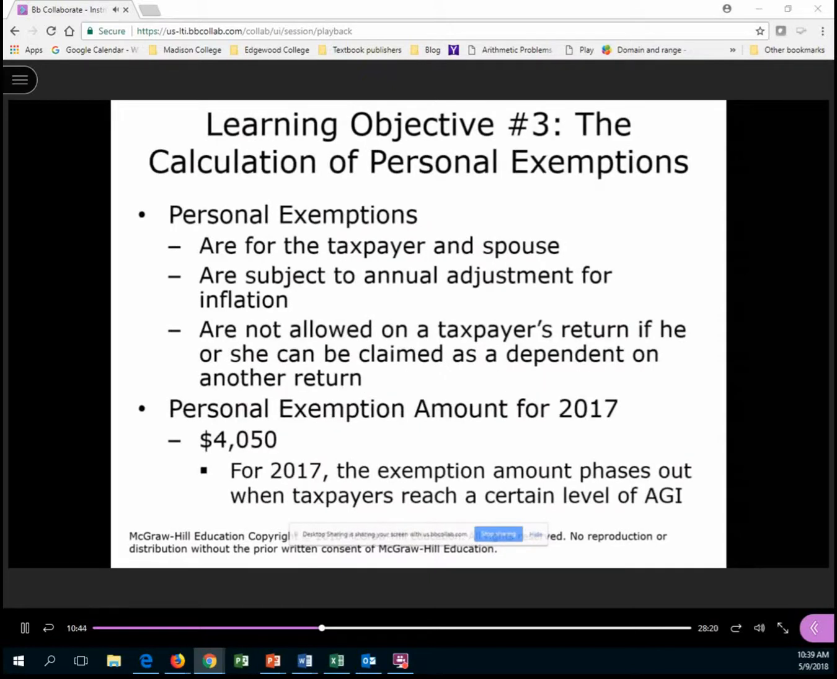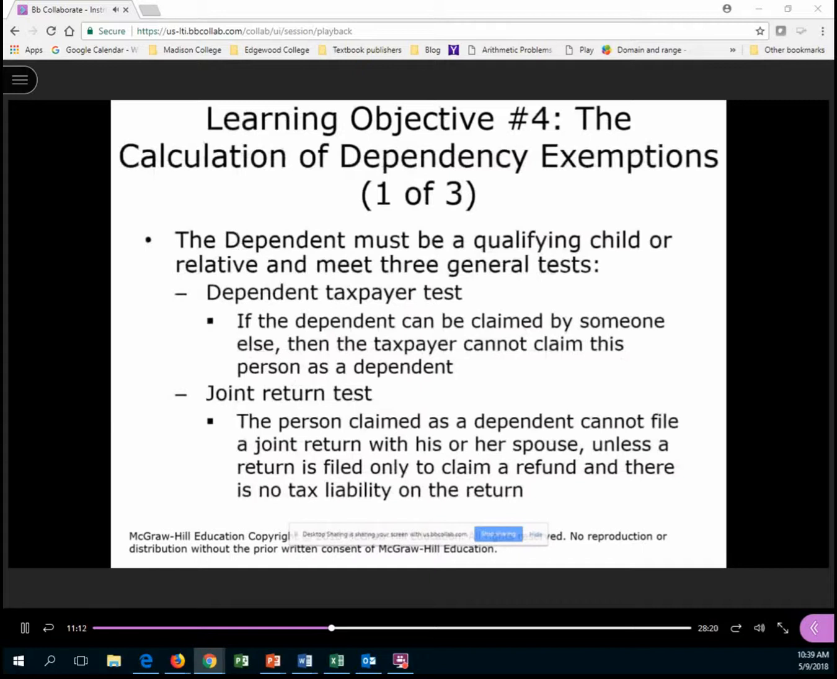Personal exemptions, I mentioned earlier, are generally available to the taxpayer's spouse and dependents that are claimed by the taxpayer. The amount is $4,050 per exemption, per either spouse or per dependent. As I mentioned a little bit earlier, there is a phase out for personal exemption. And so when incomes get too high, that opportunity to claim that $4,050 begins to phase out.